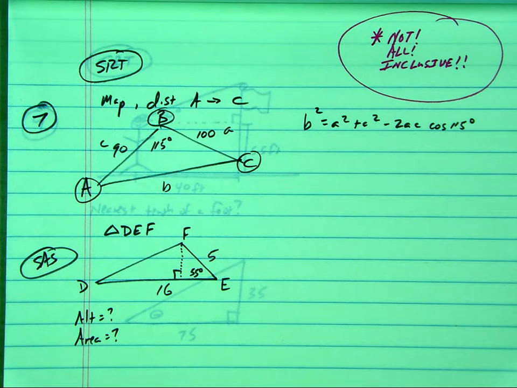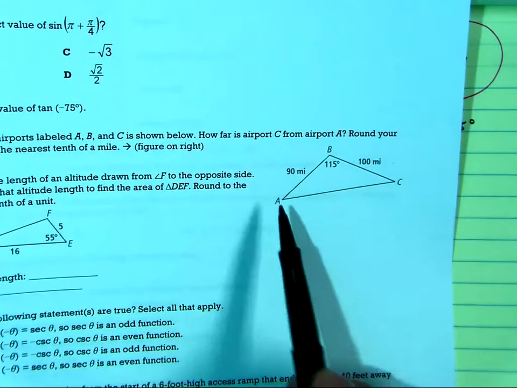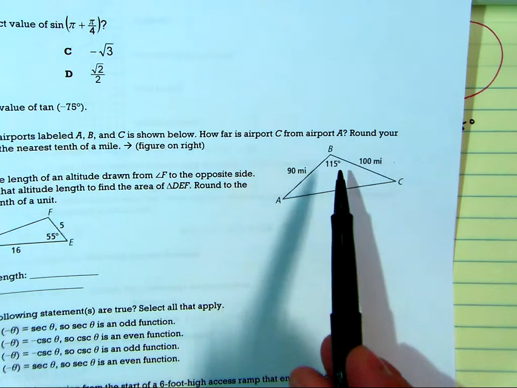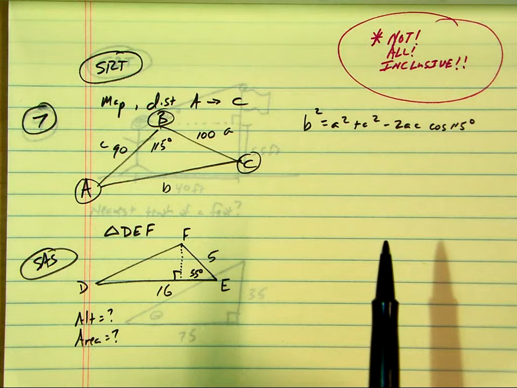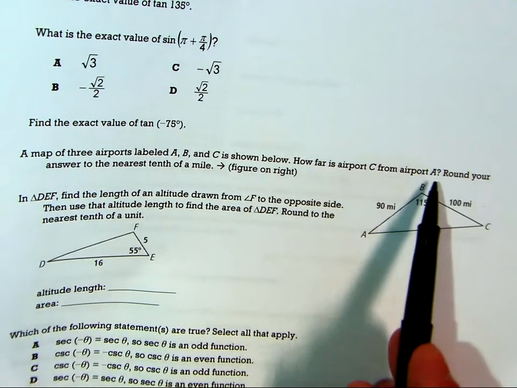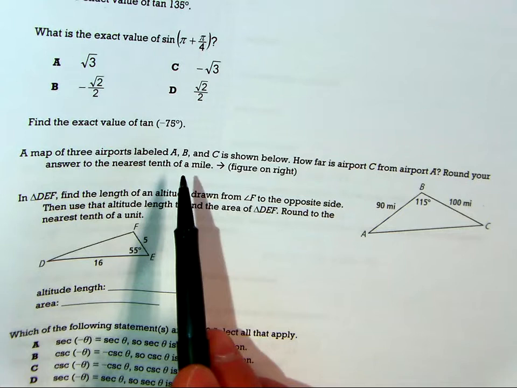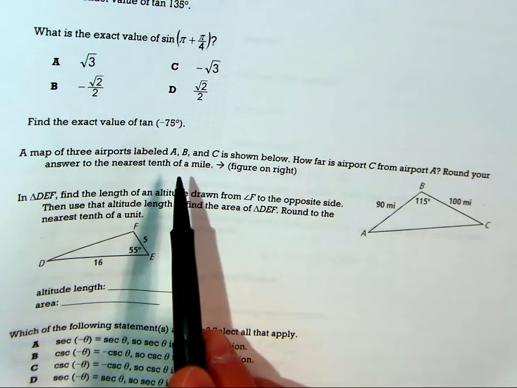So there's a word problem where they give you a diagram between 3 airports and some distance between them and an angle on a straight line at airport B. The question is asking how far is airport C from airport A, and round your answer to the nearest tenth.